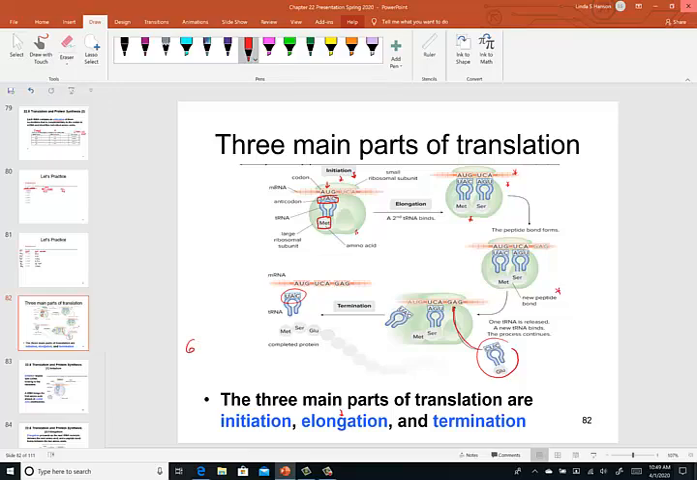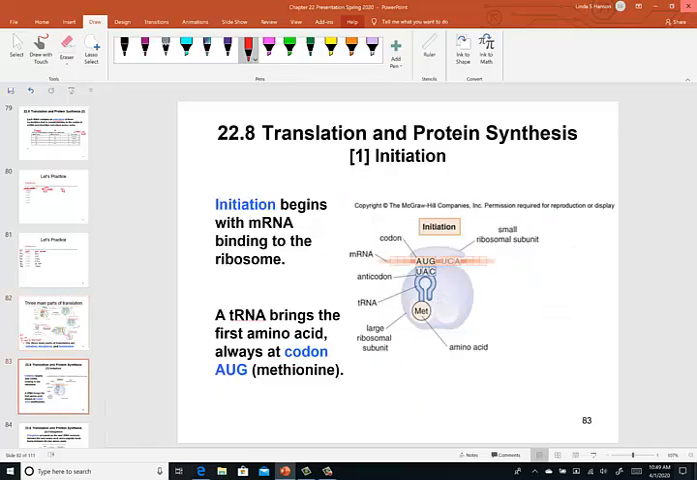Remember, we said that there were 64 possible codes. 61 of those coded for amino acids and 3 coded for the termination of the protein synthesis. And so when you see a termination code appear in the messenger RNA, the protein is released from that ribosomal RNA, and the protein then is synthesized, and the process is done.